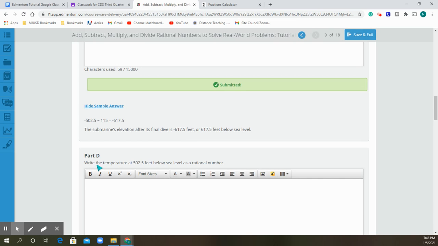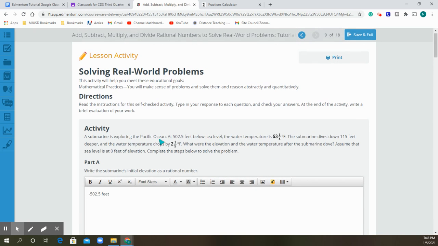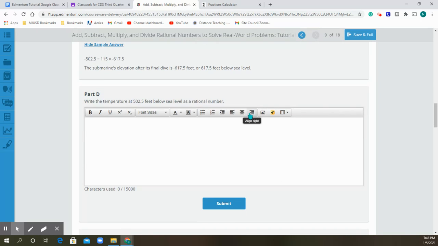Now we're moving on to the temperature. Write the temperature at 502.5 feet below sea level as a rational number. So I don't remember what that temperature was. I got to go all the way back up. At 502.5 feet below sea level, the water temperature was 63 and 1/4. 63 and 1/4. I got to remember that while I scroll down. All right, now how do I type in 63 and 1/4? That will work.